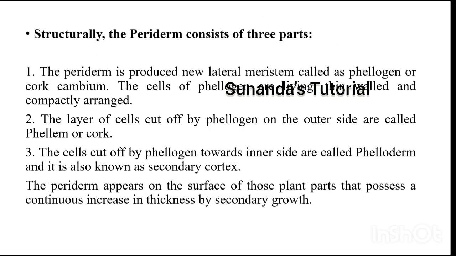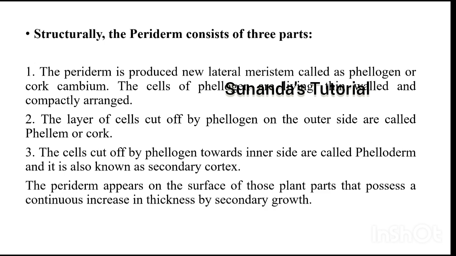Next, what is periderm? The periderm actually consists of three parts. The periderm is produced by a new lateral meristem called phellogen or cork cambium. The cells of phellogen are living, thin-walled and compactly arranged. The layer of cells cut off by phellogen towards the outer side is called phellem or cork. The cells cut off by phellogen towards the inner side are called phelloderm. It is also known as secondary cortex.